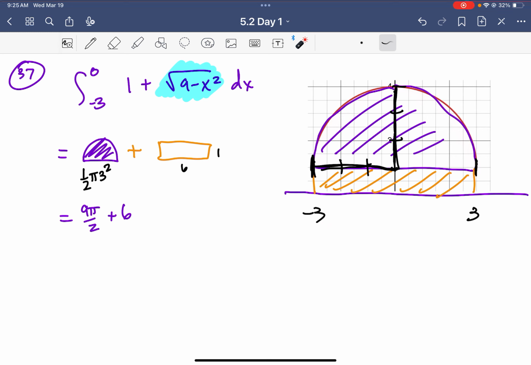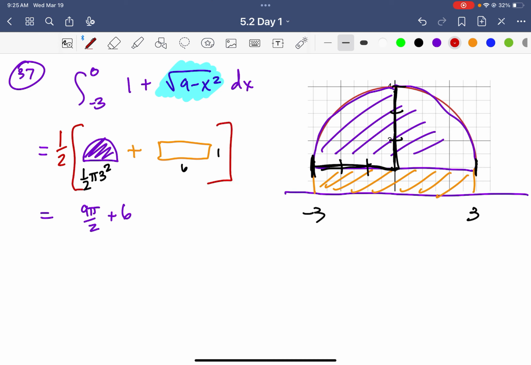from -3 to 3. Notice I found from -3 to 3, right? They just want from -3 to 0. So I just want half of what I just found. So we go back and we say, okay. Notice what I did at the very end. I said, did I answer their question? And I didn't quite do it. I need half of what I get here. And so our answer is going to end up being 9 pi over 4 plus 3.